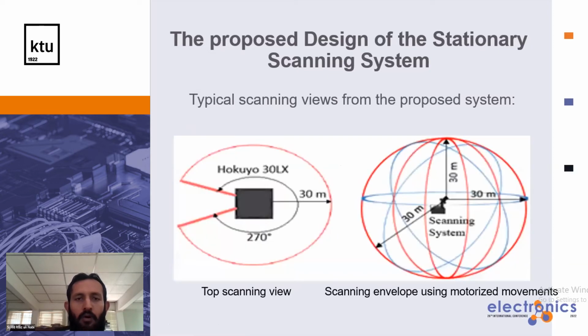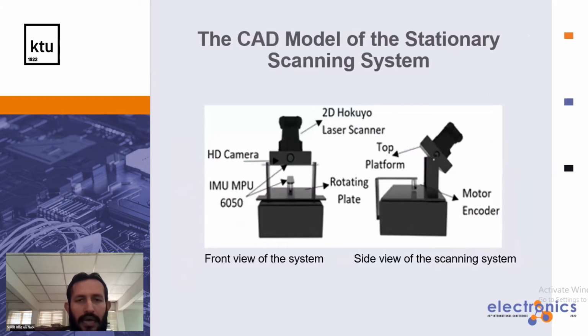So what we are achieving, if we move these two different angles on this platform, is a complete spherical view with a 30 meter range, and that system, in a stationary condition, can easily generate the 3D point cloud. So by using this concept, we have started our CAD modeling of the system.